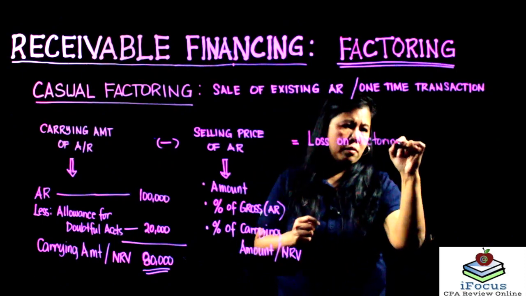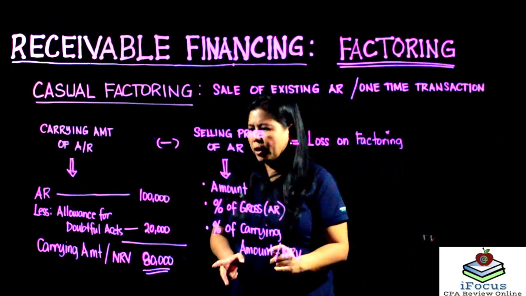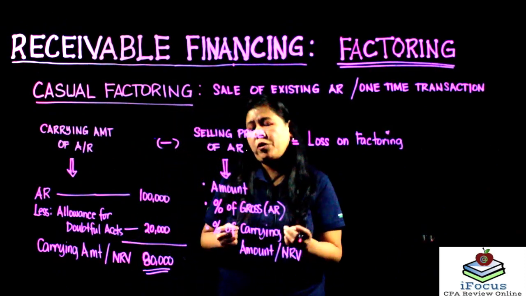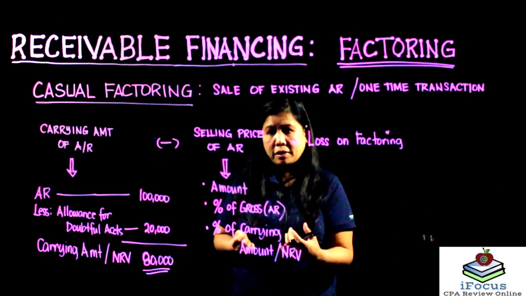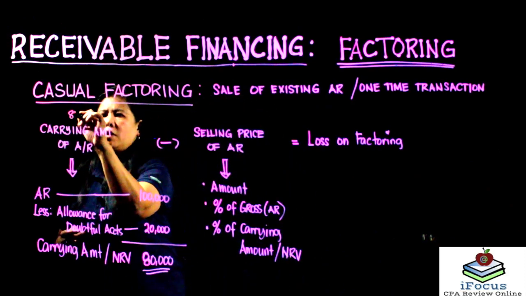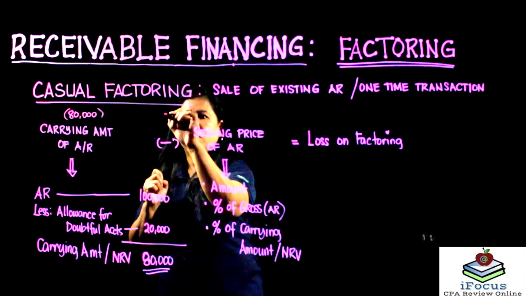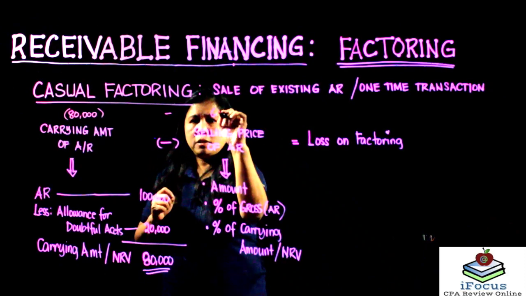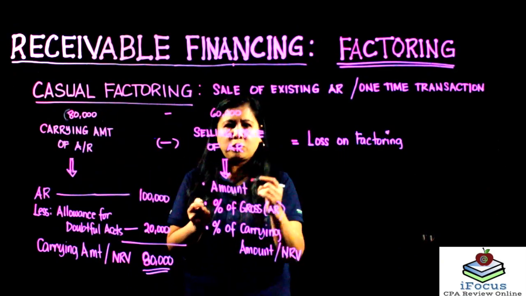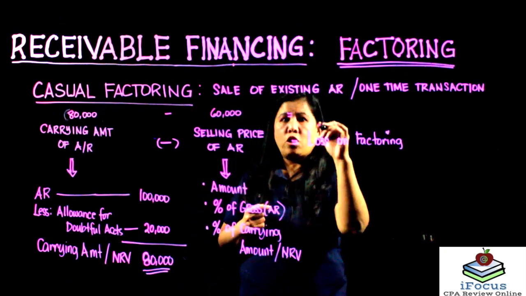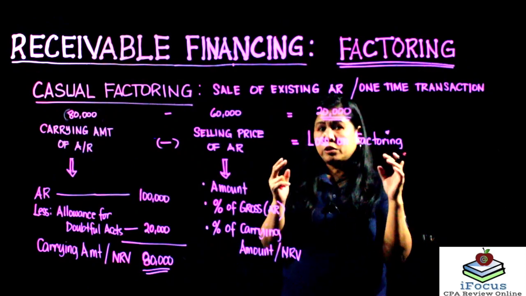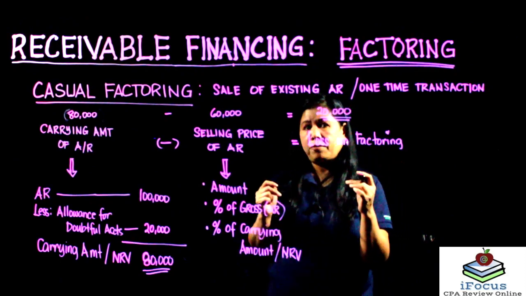Okay? So, for example, itong 80,000 na carrying amount ng ating accounts receivable na binibenta natin, nabenta natin ng 60,000. So, we have 80,000 na carrying amount, ima-minus natin yung 60,000 na napagbentahan natin ng accounts receivable, ang ibig sabihin, meron tayong loss na 20,000. Most of the time, ang tinatanong ng problem is the loss on factoring. So, magkano yung loss ng factoring na yon?